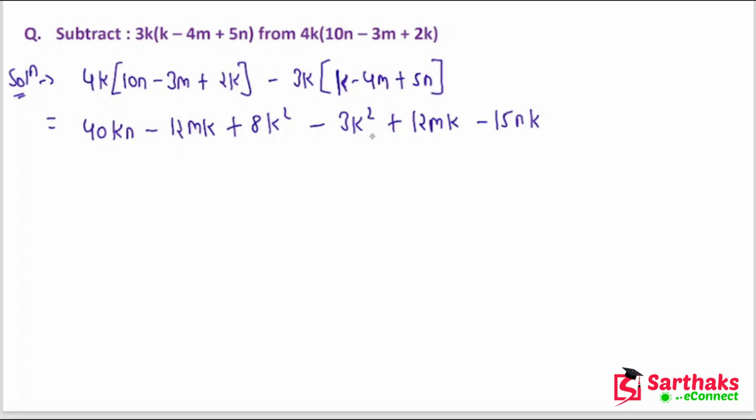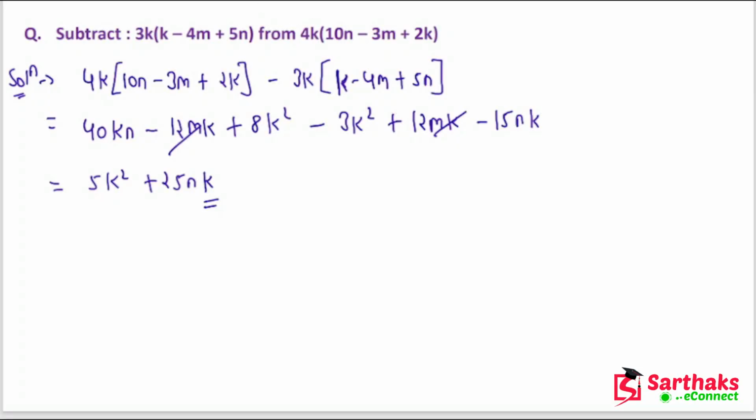So for the k square, it is 8k square minus 3k square, so it would be 5k square. You can easily calculate them. Now minus 12 mk and plus 12 mk will be cancelled out. And 40kn minus 15 nk would be plus 25 nk. Right. So 5k square plus 25 nk. So it would be same. Okay. So you can easily calculate them using the concept of like and unlike terms.